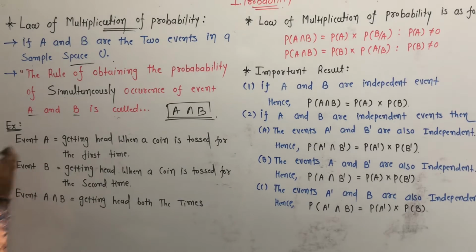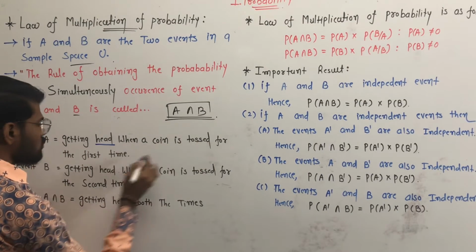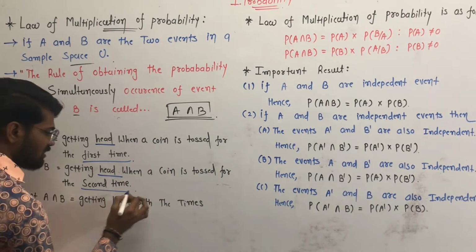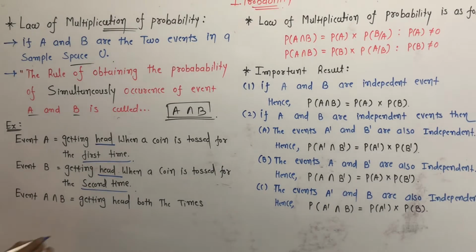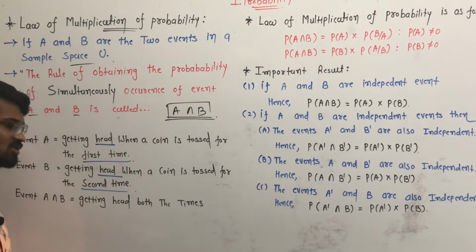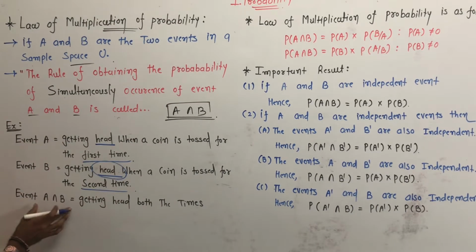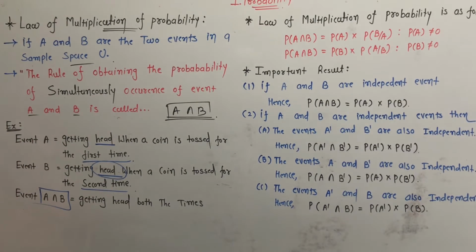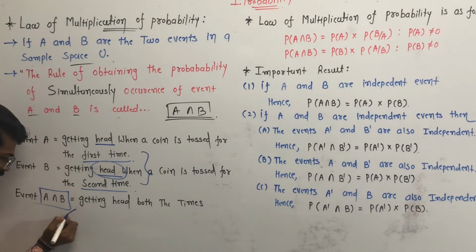For example, event A is getting head when a coin is tossed for the first time, and event B is getting head when a coin is tossed for the second time. इवेंट A क्या है कि हम कॉइन को पहली बार टॉस करते हैं तो उस पे हेड आता है. इवेंट B क्या है? कॉइन को दूसरी बार टॉस करते हैं तब भी उस पे हेड आता है. And the intersection of events A and B is getting head both times: पहली बार भी टॉस करे तब भी हेड आना चाहिए, दूसरी बार भी टॉस करे तब भी हेड आना चाहिए. ये दोनों इवेंट साइमल्टेनियसली होनी चाहिए, एक साथ होनी चाहिए. तो उसको हम कैसे डिनोट करते हैं? A intersection B.